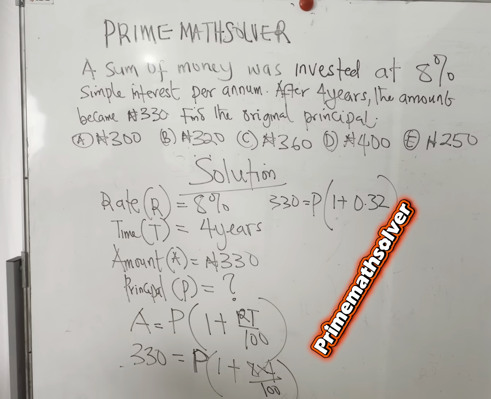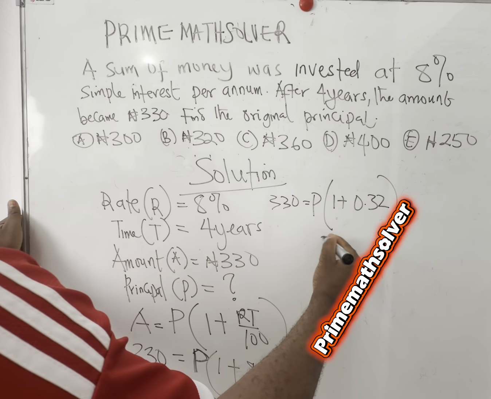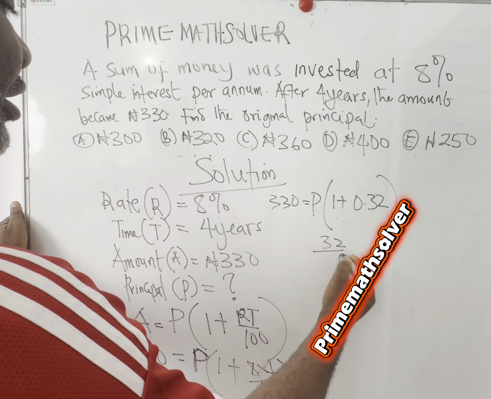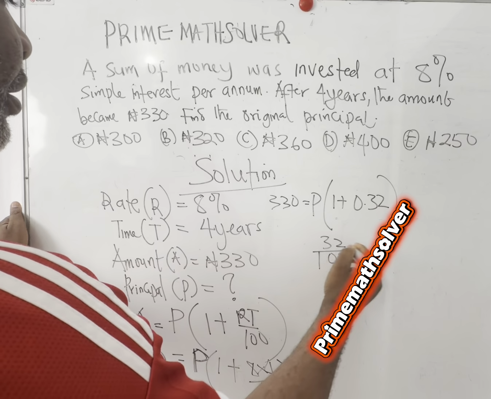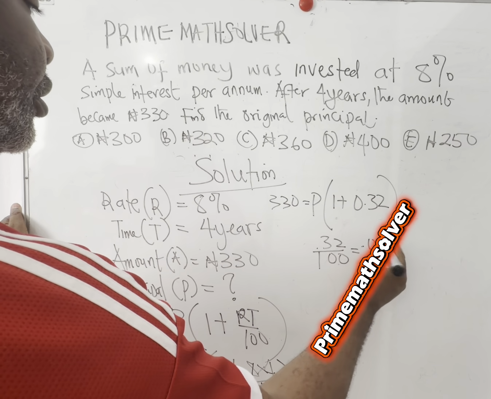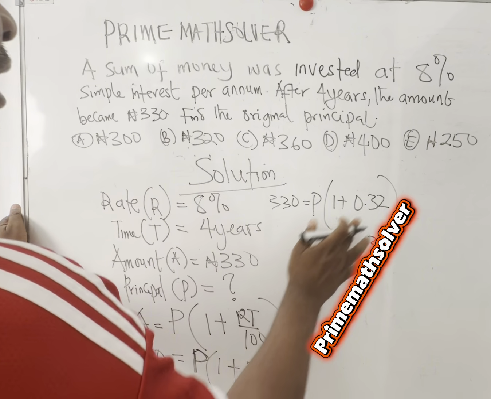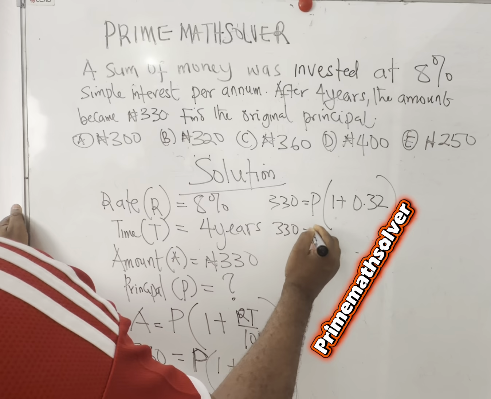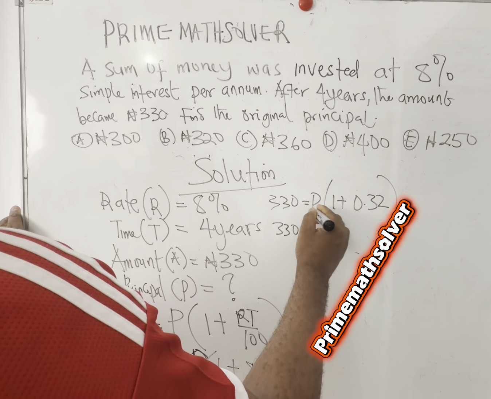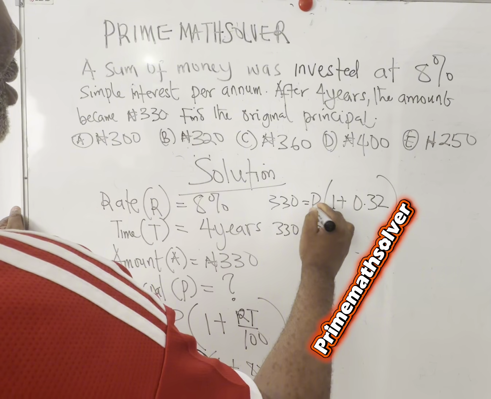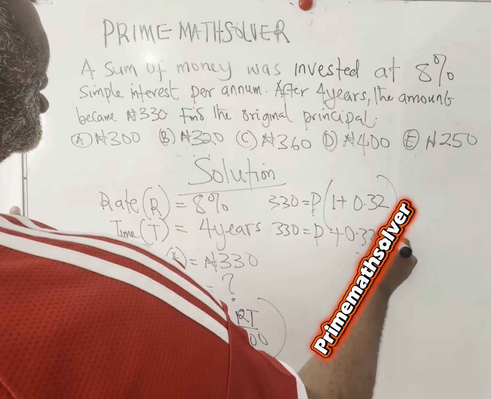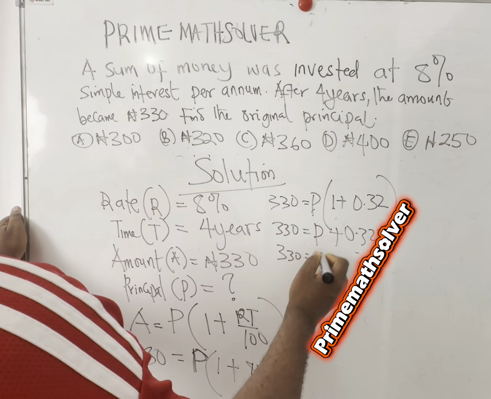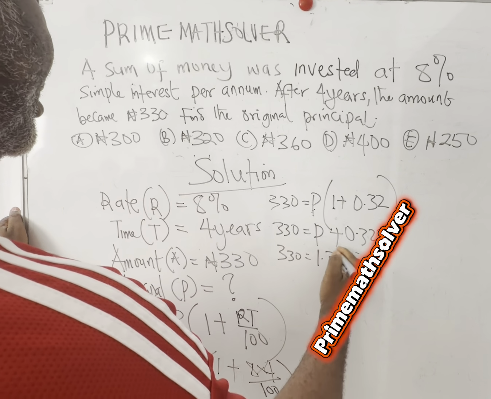You need to understand these things. These are basic mathematics. You need to understand how the decimal appeared. When you have 8 times 4, it is 32. Don't forget you have the 100, so you have the 0, 0, 1. It just means you put a point where you have the 1 and you put your 32. That's why you have 0.32. So we now have 330 equals P multiplied by the bracket. P multiplied by 1 gives you P, plus P multiplied by 0.32 gives you 0.32P. So we have 330 equals P plus 0.32P, which gives you 1.32P.